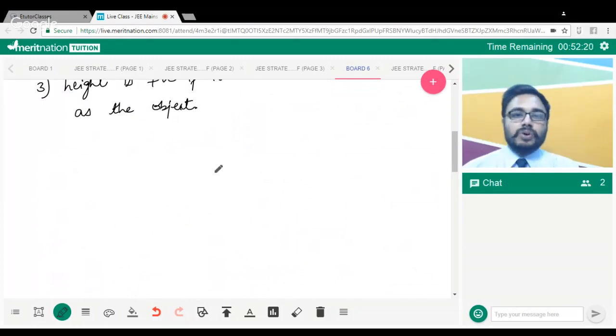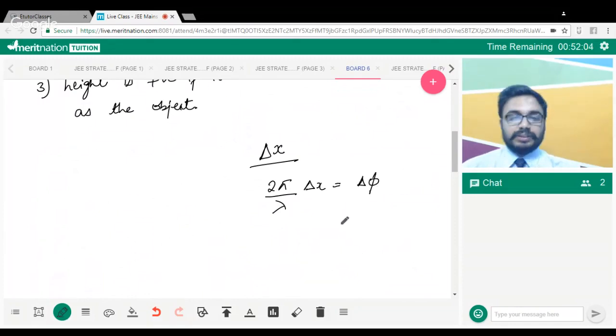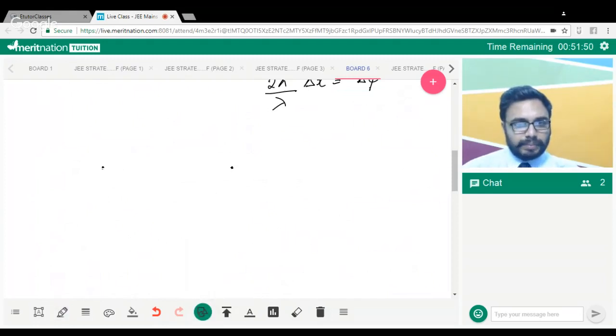In wave optics, we should know how to find the path difference. Path difference is related to phase difference, like 2 pi by lambda into delta x is equal to the phase difference. Now, how to find the path difference? I'll take a simple example. Let's say we are having one source here and one source here. Two sources, S1 and S2, are separated by a distance, and assume that distance is 4.7 lambda.